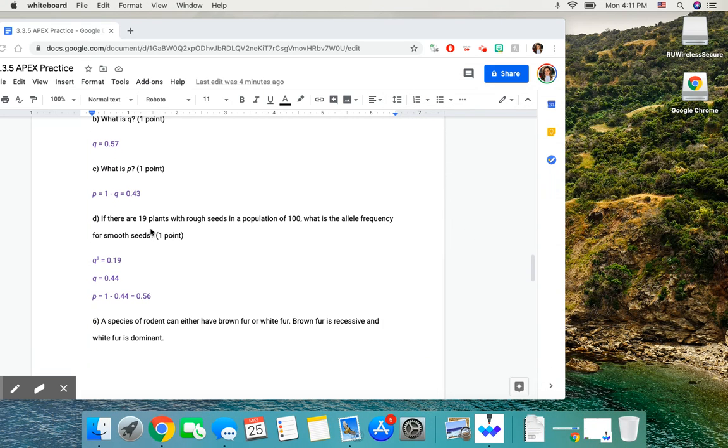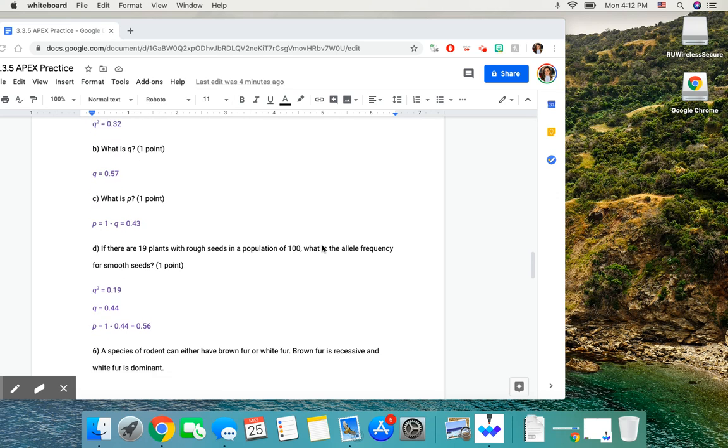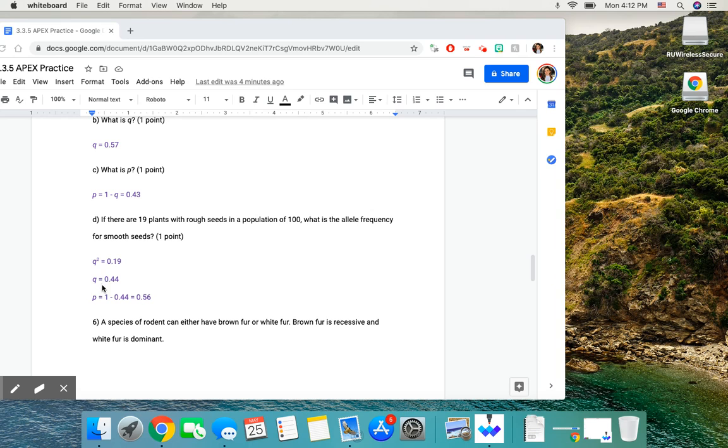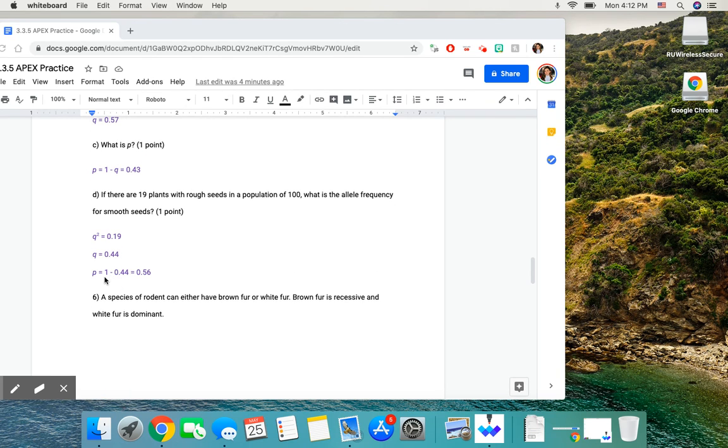Now moving on to part D, it's asking a very similar thing. So there's 19 plants with rough seeds in a population of 100. What is the allele frequency? So now we know how to do it again. So that Q squared, 19 divided by 100, 0.19. Then you're going to take the square root of that. Remember, the value is going to be larger. So now you have 0.44. And then same process. So you're going to do 1 minus 0.44 to get the p-value, which is 0.56.